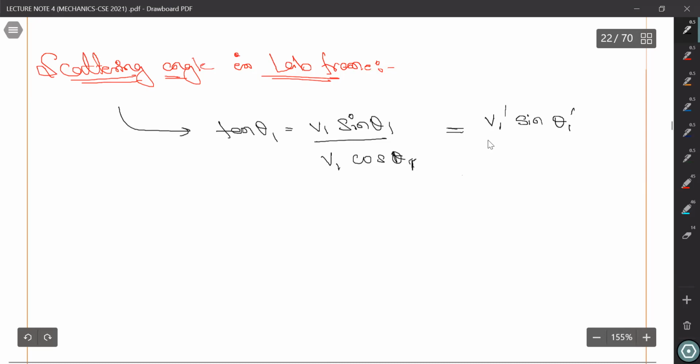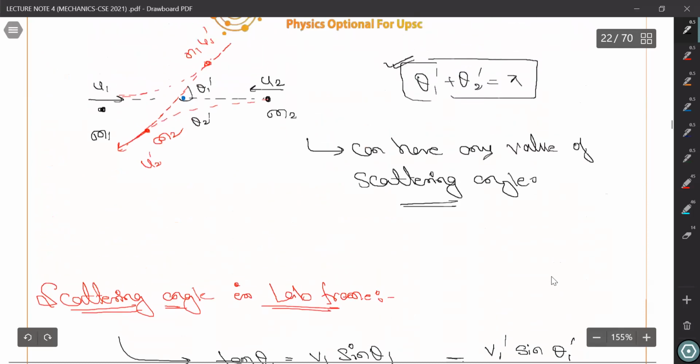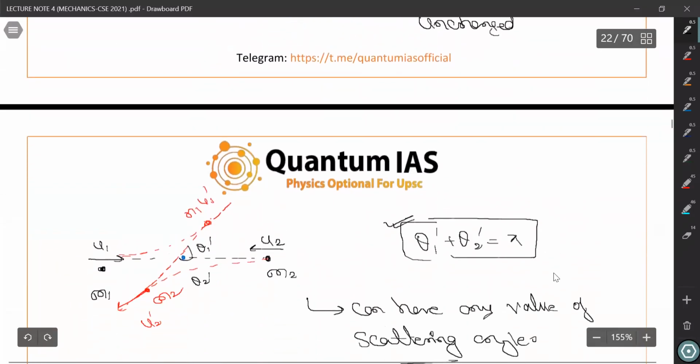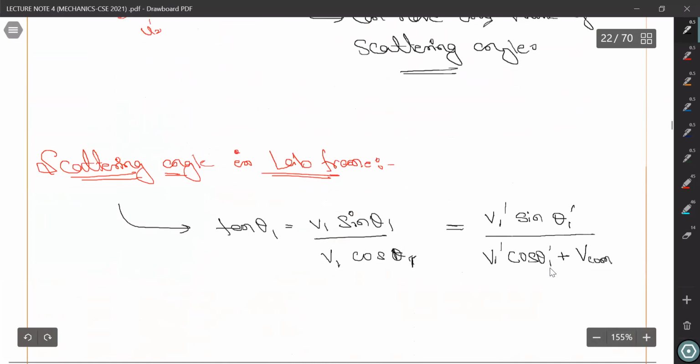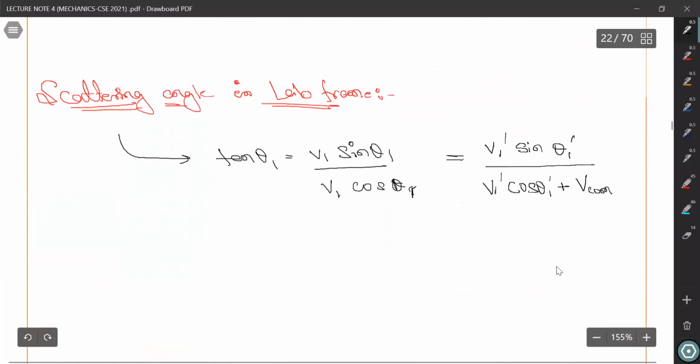Theta 1 dash, sorry. Okay, and for v1 cos theta 1, if we convert this in our center of mass, we can write it as v1 dash cos theta 1 dash plus velocity of center of mass, simply, right? I think this is right. We have already defined these things. Yes, this is right. So this is the equation we can write.